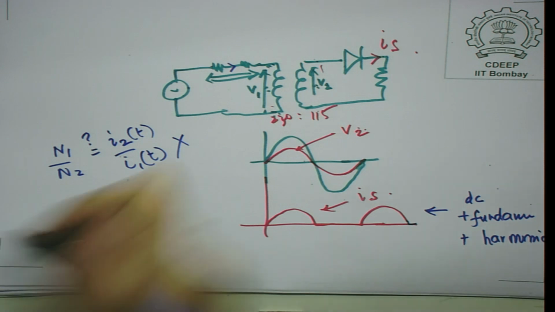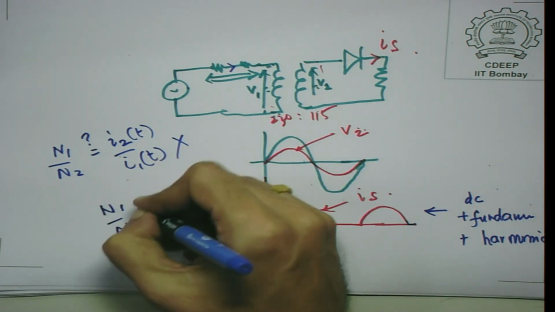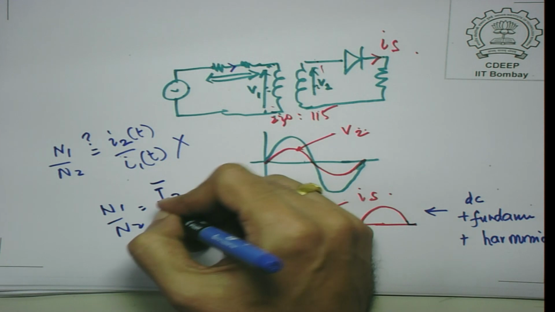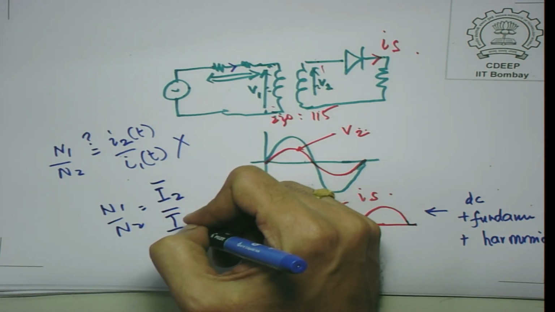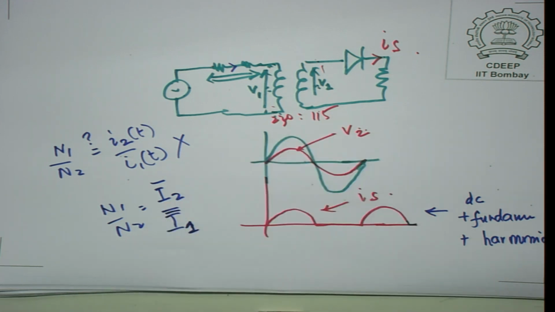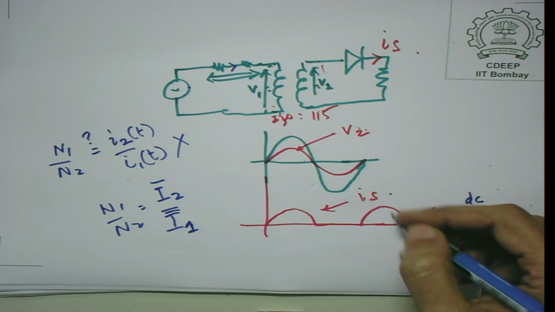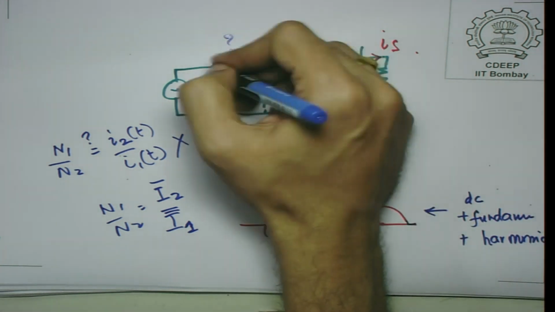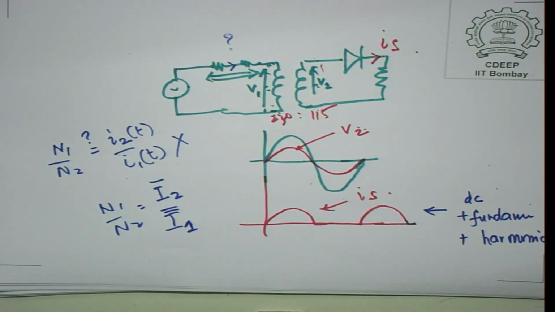In fact, this is approximately true for the fundamental phasor. This is something we tried to understand earlier. If V1 is a fundamental phasor, then this is approximately true, but this is something we cannot say for sure in general. For example, this has got a DC component. Now, the question is, can a DC component flow through the primary circuit? The answer is no.